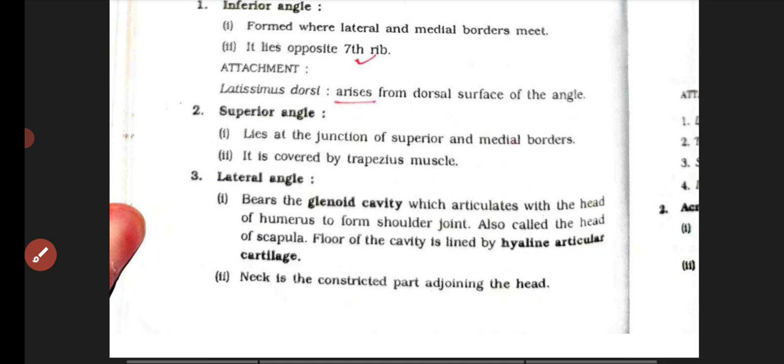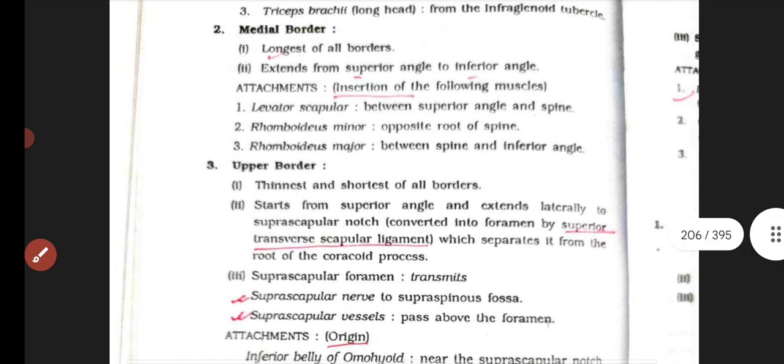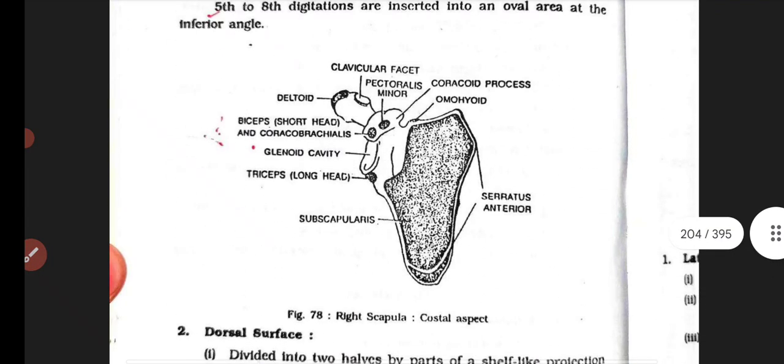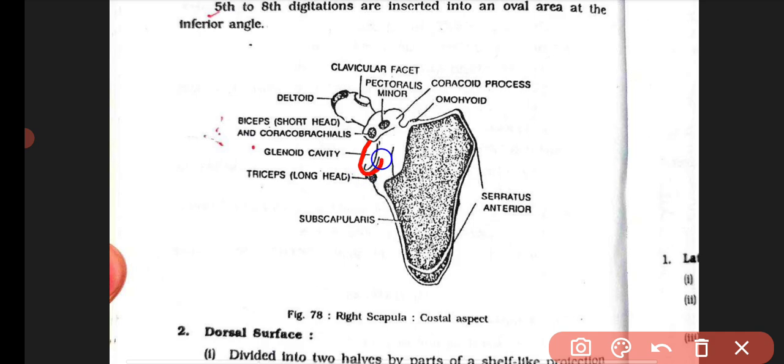Now we'll see this one. This one is the glenoid cavity. This one is the neck of the scapula. This glenoid cavity is also known as the lateral angle.